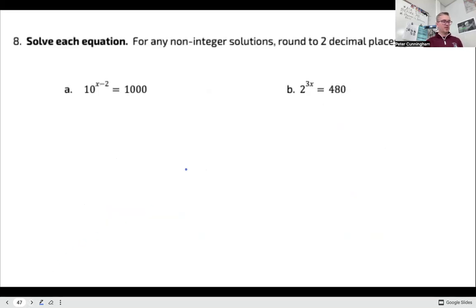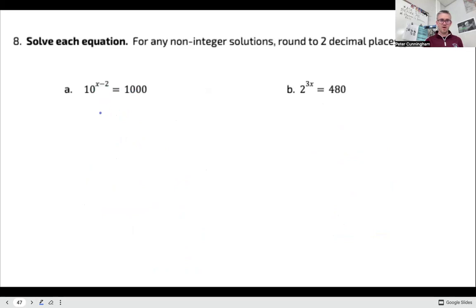Okay, another log problem with base 10. Base 10 really helps us because it's what we already know to be in the calculator. So basically what this is saying is 10 to the power of something equals 1,000.